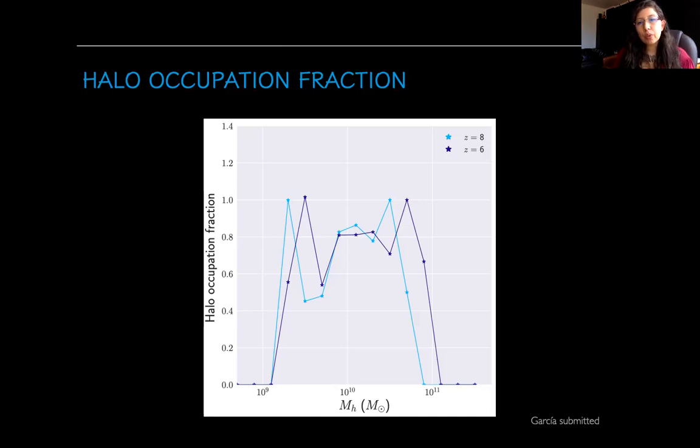That peak moves to 10 to the 9 solar masses for the halo mass at redshift 6. And as we can see, the halos are mostly occupied from masses 10 to the 9 to 10 to the 11, which is actually the region where the systems are well defined and resolved. And above 10 to the 11, we cannot count on these observations since we know that there are just a few cases of galaxies in these small boxes.